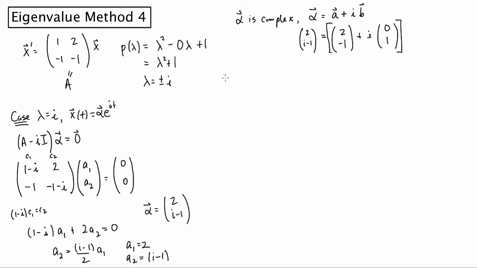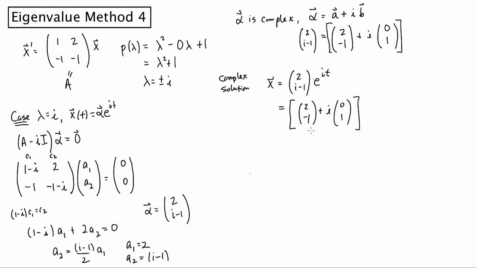So let's form that solution. My complex solution is (2, i-1) e to the it, which when I break things up even more, is the complex vector separated into its real and imaginary parts. And then I know e to the it by Euler's formula is cosine of t plus i times sine of t.